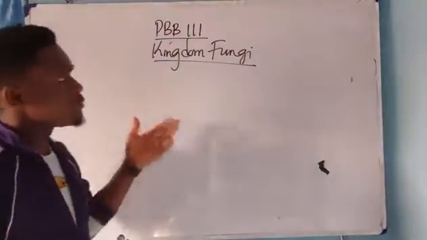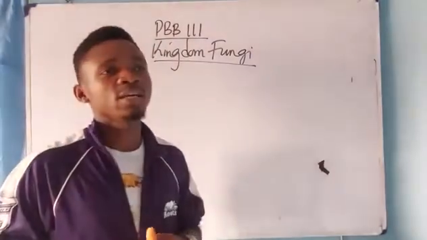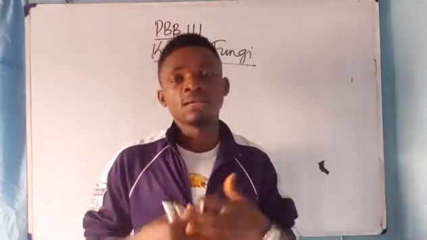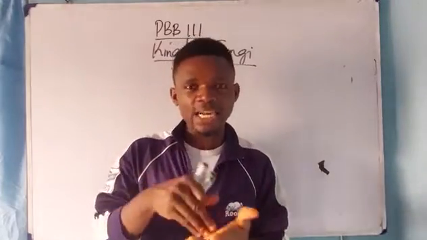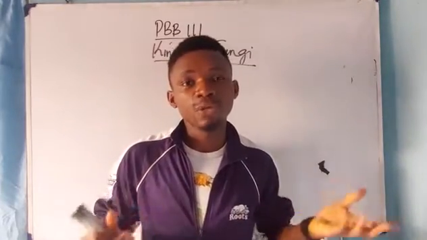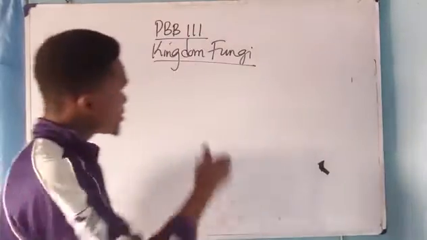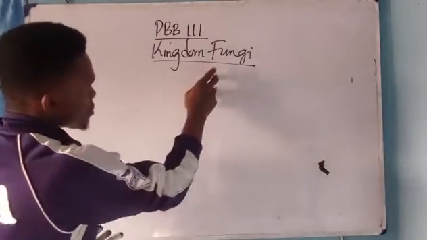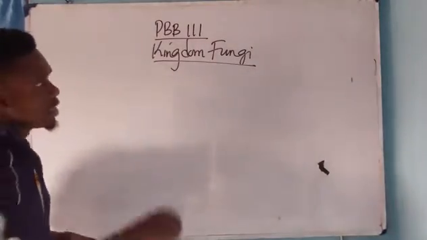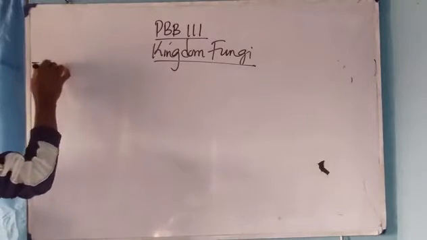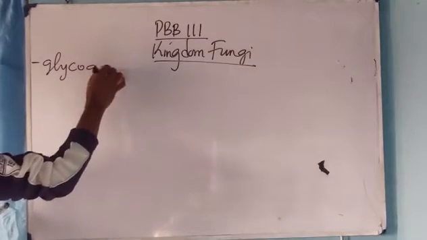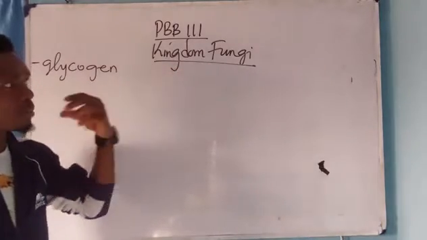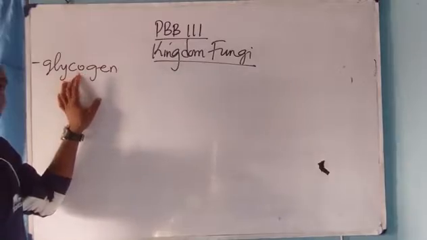Let us get started. Normal green plants, that is, plants that possess chlorophyll in their chloroplast, store carbohydrate as starch. But fungi have distinguished themselves. They do not store food as starch. They store food as glycogen. Please take note of that: fungi store carbohydrate as glycogen, and not as starch.